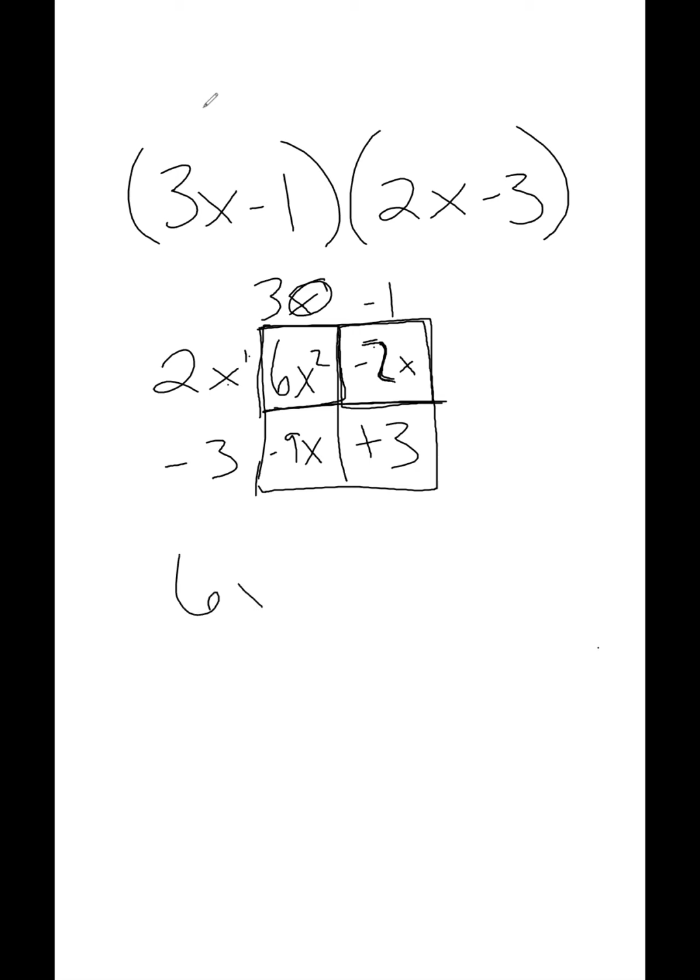I'm going to write 6x squared because I know that that has no other x squareds. I can't combine that with anything else. But I can combine the middle. Negative 2 minus 9 is negative 11. Keep the x with it. And I'll go over something else here in just a sec. And then I just bring down the plus 3.